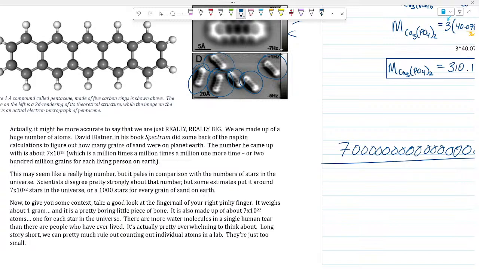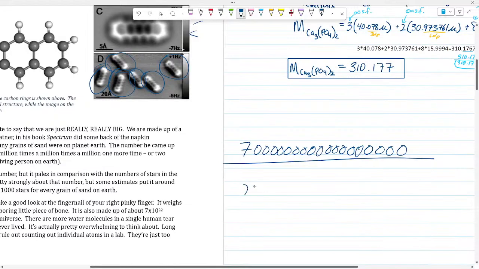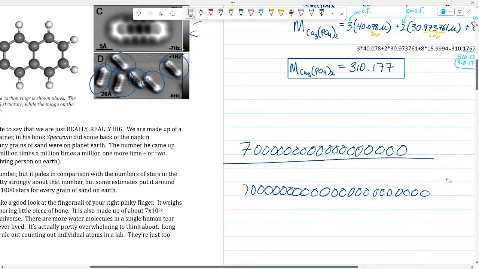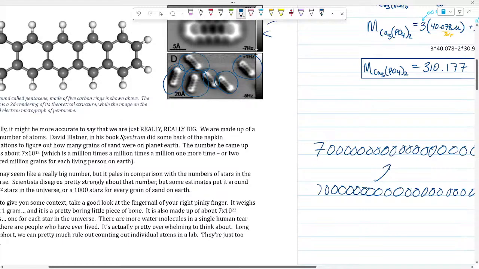That seems like a big number, but it pales in comparison with the number of stars in the universe. Scientists disagree pretty strongly about that number, but some of the best estimates we have put it at about 7 times 10 to the 22. That is a 7 with 22 zeros after it. That is about 1,000 times bigger than that.